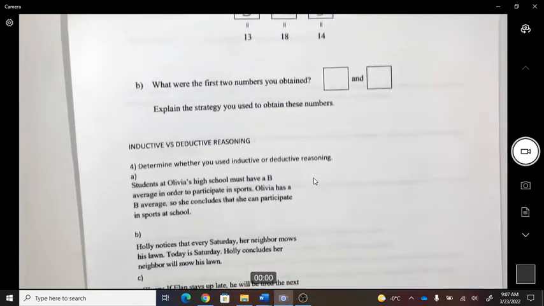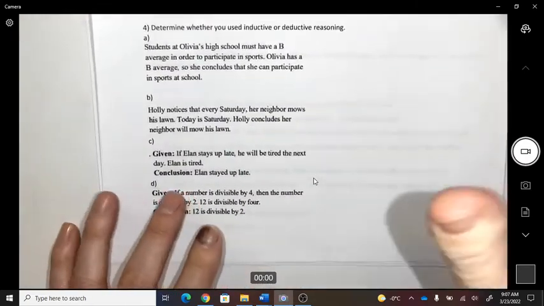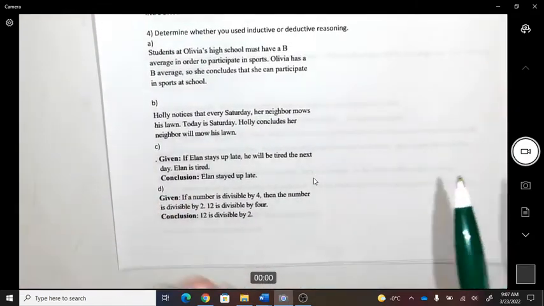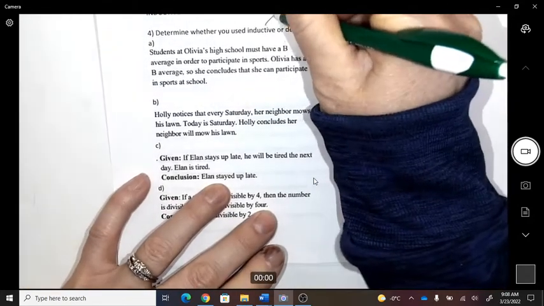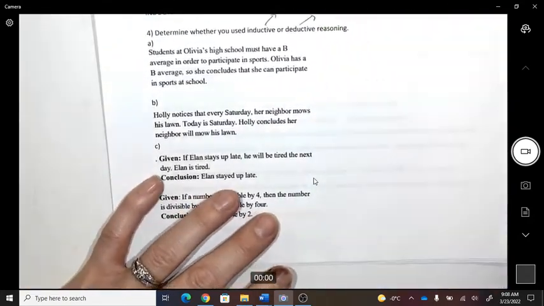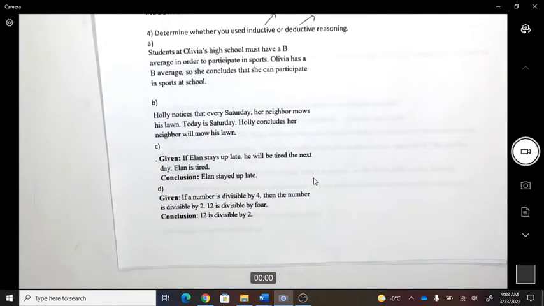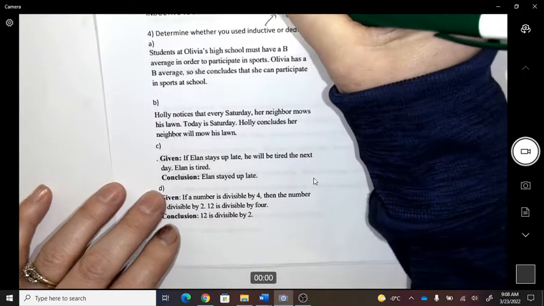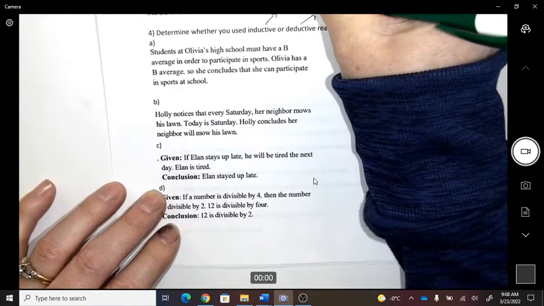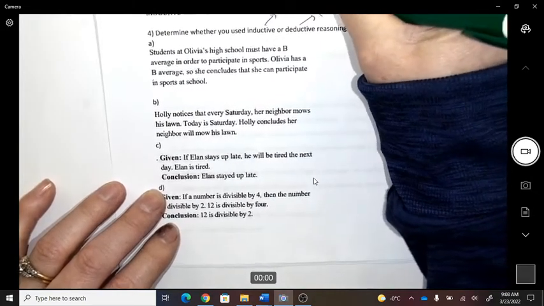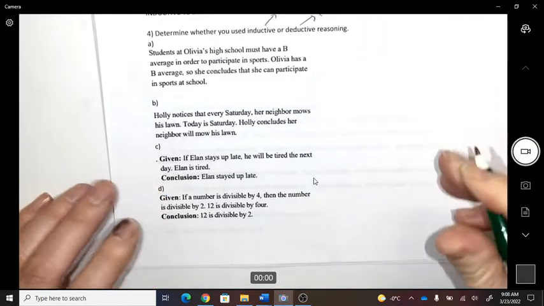Okay, number 4. Did you use inductive or deductive reasoning? Do you remember the difference between these words? Because you probably will want to write it on your sheet. Remember I said you should bring a sheet that you can kind of look at, a page of notes. So this means you observe something, and here you use facts, right? That's the difference.